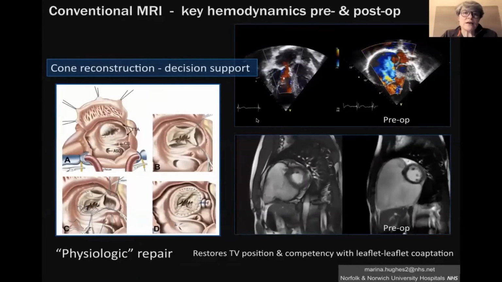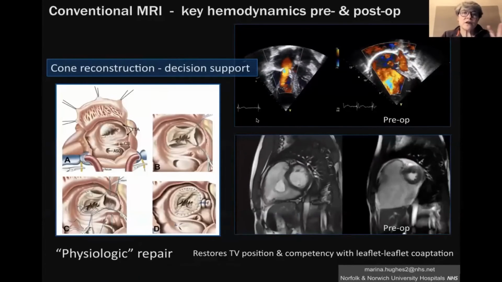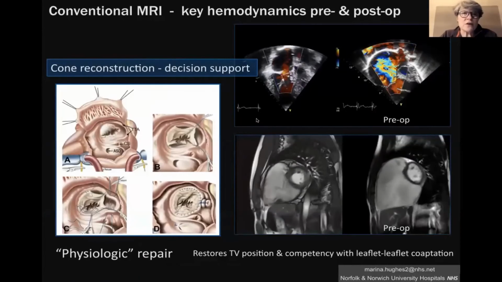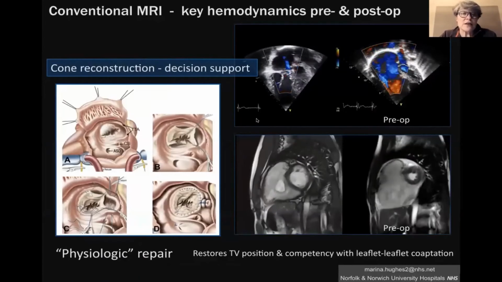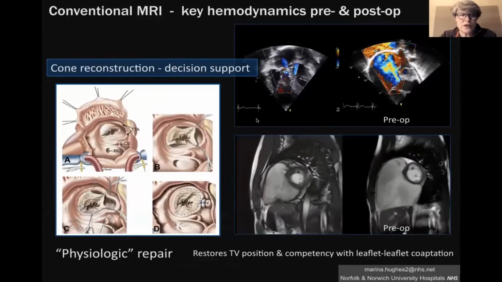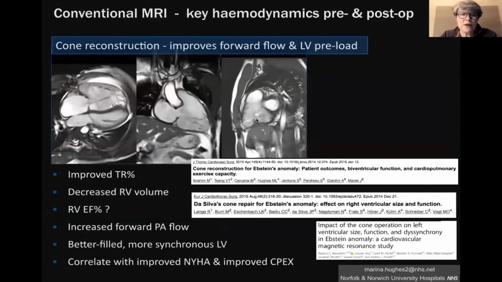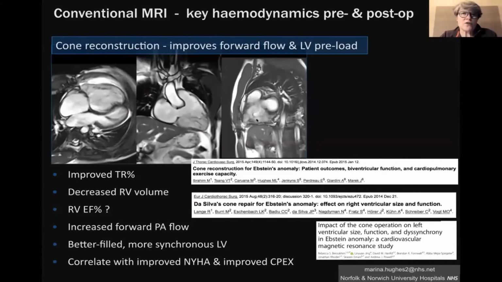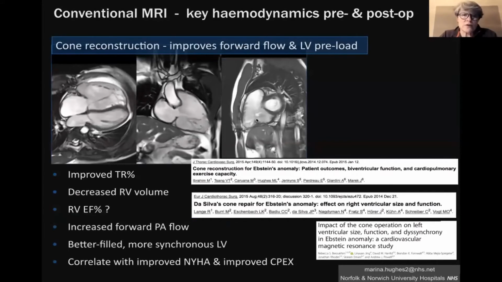But having said all that, MRI, because of its comprehensive view of the whole hemodynamic picture, has been very, very useful for assessing the efficacy of the development of the cone procedure for repair of the Ebstein valve. So MRI was able to show successfully the improved left ventricular filling dynamics of the cone procedure, and this correlated well with exercise and exertional parameters measured objectively.